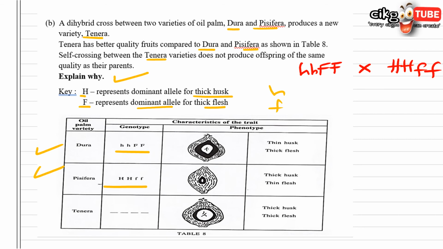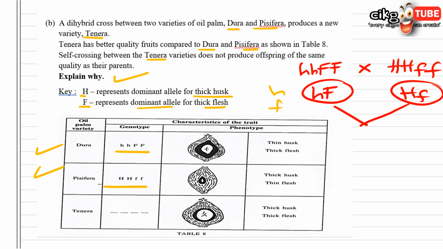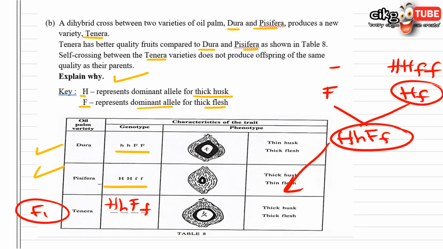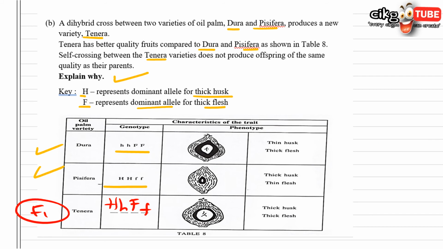Alright, so when we cross them, here we have hF and Hf. This is the gamete formed after meiosis. This is capital H and small f. So random fertilization happens over here. So it produces the first filial generation with all thick husk and thick flesh. So Tenera is this. Tenera's genotype will be HhFf. So this Tenera is the F1 generation. But now, if we cross Tenera with another Tenera, we definitely will not get the same characteristics.